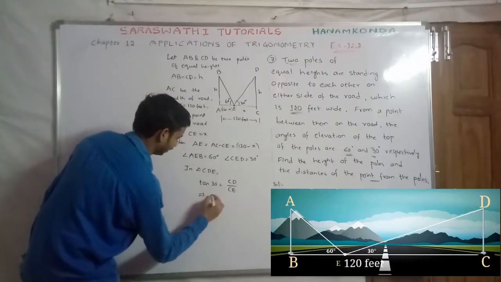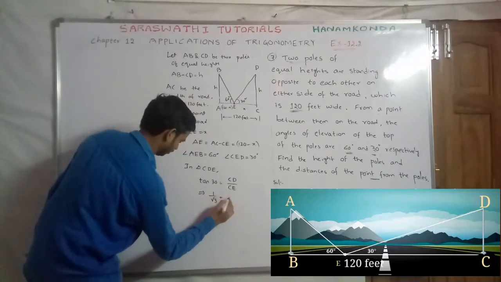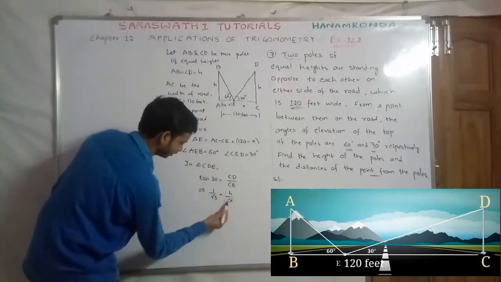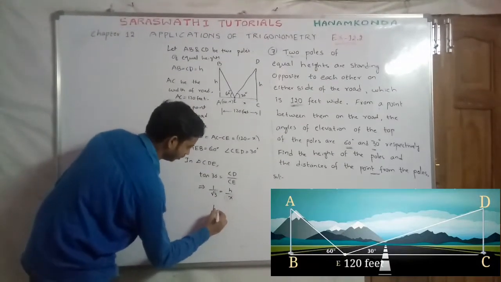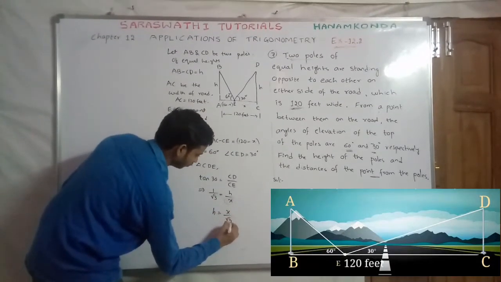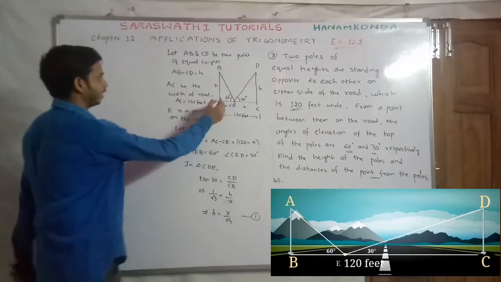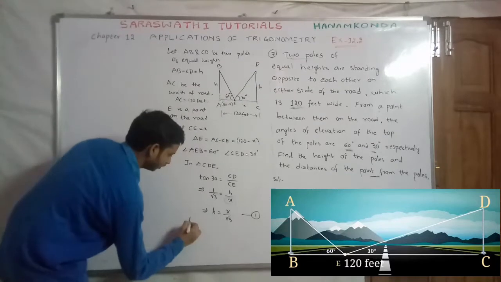Simply, the tan 30 value we know is 1 by root 3. So 1 by root 3 equals H by CE, which is X. This X gets multiplied with the left hand term, that means H equals X by root 3. So consider it as the first equation. Again now consider triangle ABE.